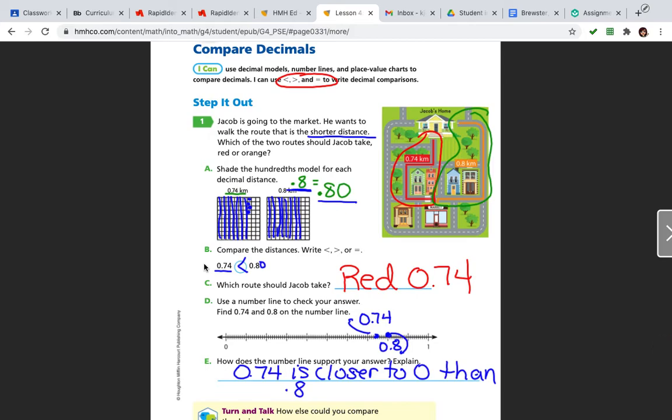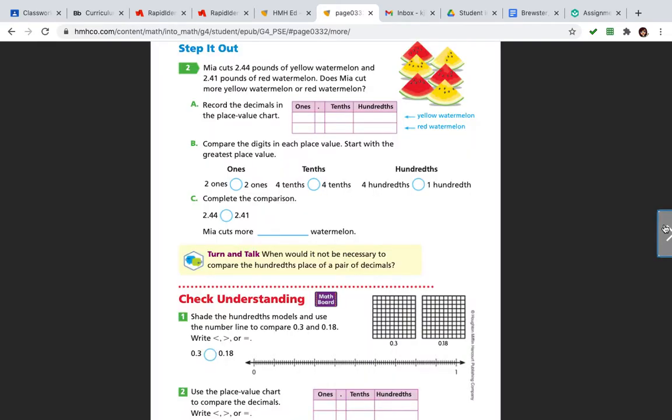On the next page, this is a short lesson today.